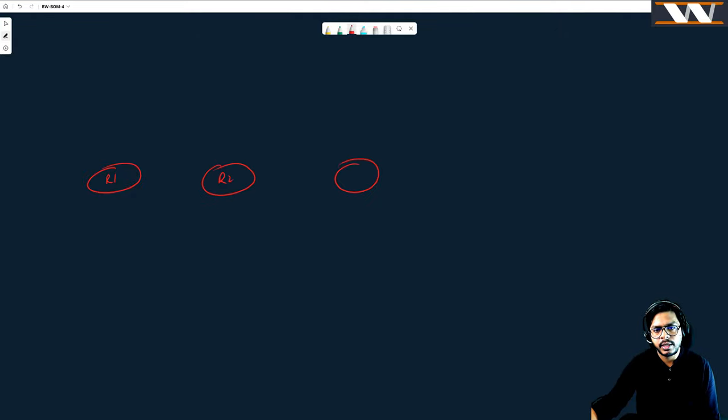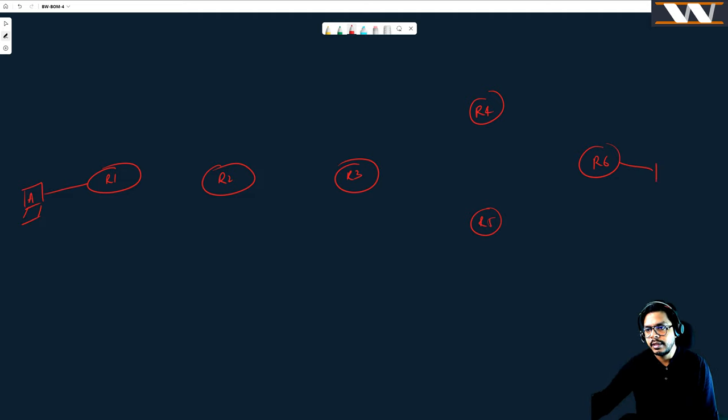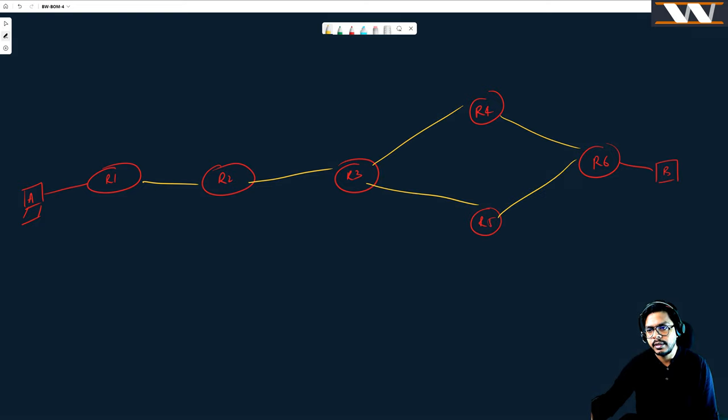We are having R3 here. And then basically we are having R4, R5, R6, right? We have a connected host here, maybe host A. We have a connected host here, maybe host B. And then we have links between them. We have drawn a typical network, right?